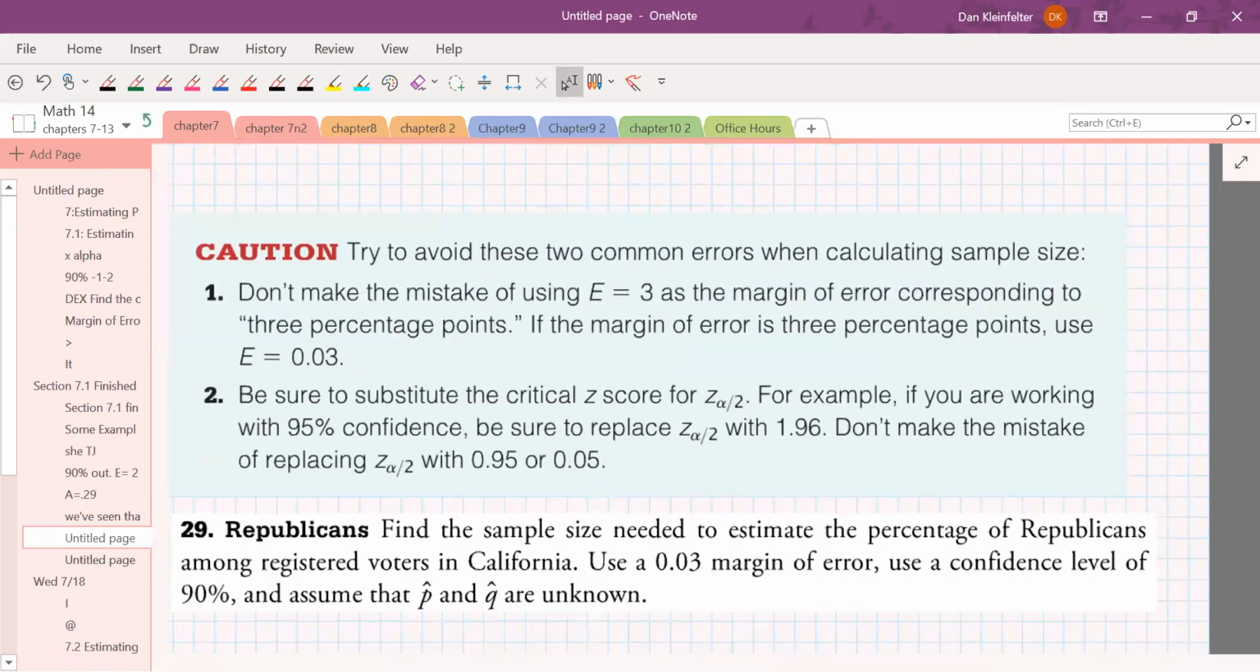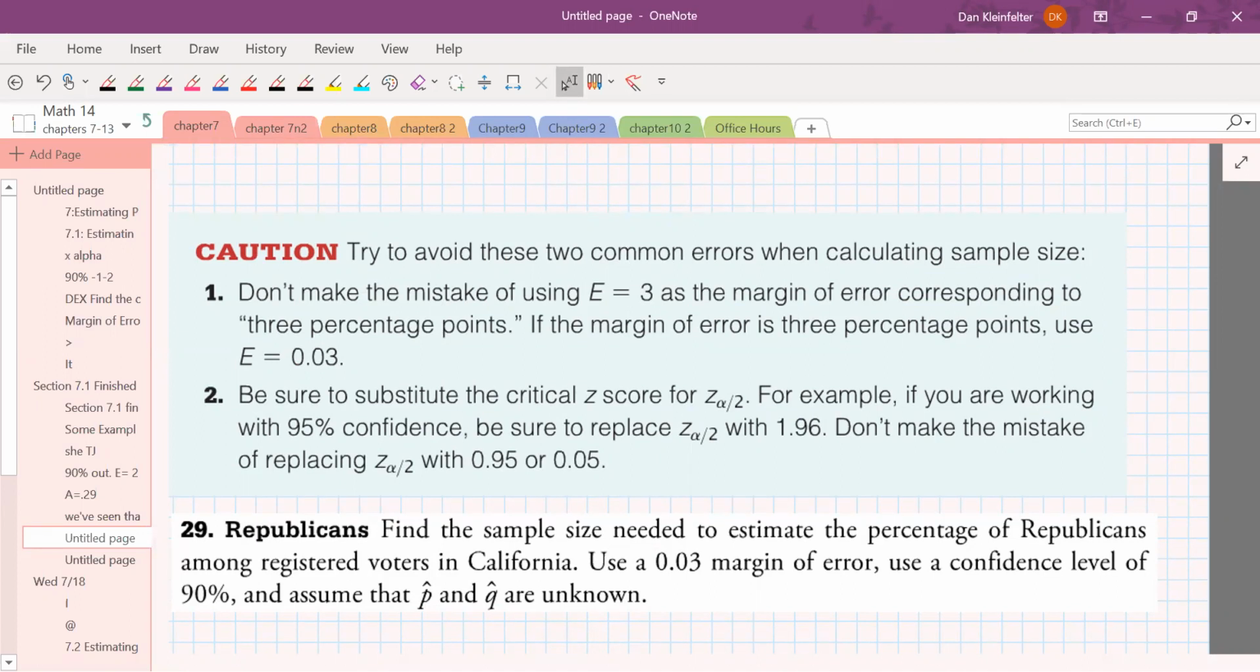All right. A couple of cautions, and then we'll try an example. Okay. First of all, if your margin of error is like 3%, remember that needs to be a decimal. So it needs to be 0.03.